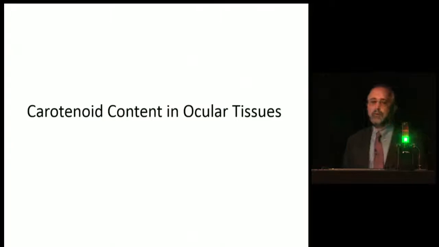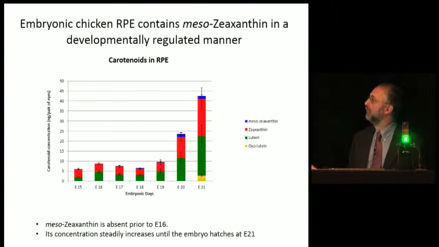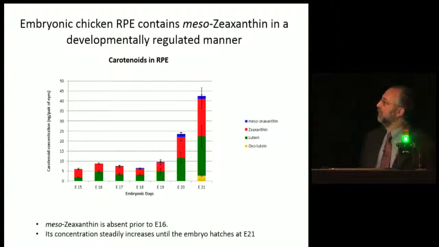So we're here to hear about the eyes, so that's what I was most interested in. What's actually happening in the eyes of these birds? You can see here, we see something very different going on. First to note is that going to E21, just before hatching, there's significant amounts of meso-zeaxanthin present. There is zeaxanthin present, there's lutein present, and oxolutein.